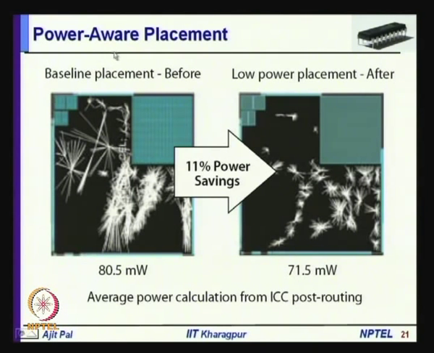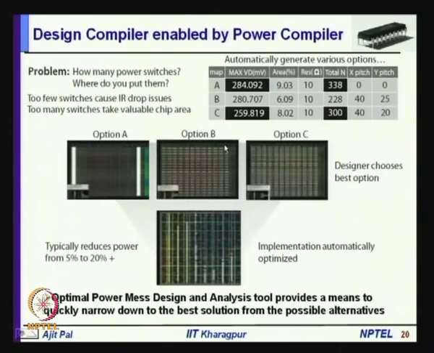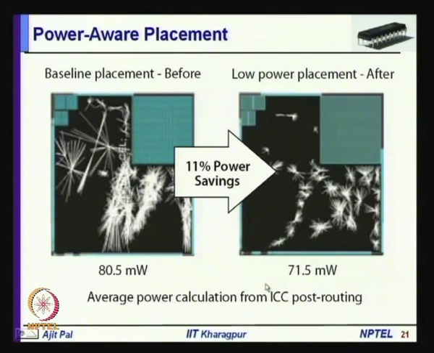For example, it does power aware placement. So, if the placement is not done properly, it may lead to a lot of power dissipation, and simply by placing them properly, the power dissipation can be reduced. So, this is how it is being done, and you can see this is the low power placement after, and this is the baseline placement before. So, using this tool you can achieve this power aware placement. As I mentioned, this company's Design Compiler along with Power Compiler helps you to do that.